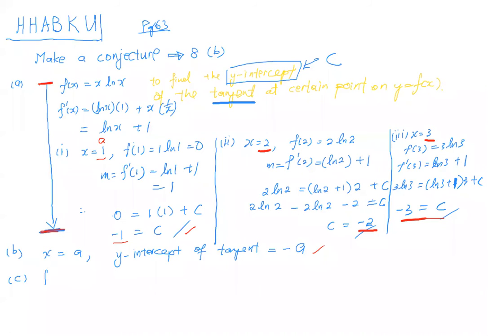So I will start with my f(x) equal to x ln x. Then I will write down f prime x equal to ln x times 1 plus x times 1 over x. Okay, then I will say when x equal to a, then continue all the process.